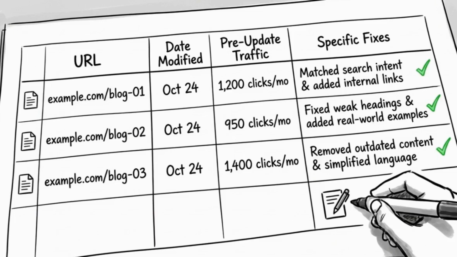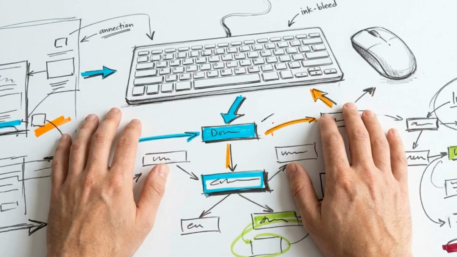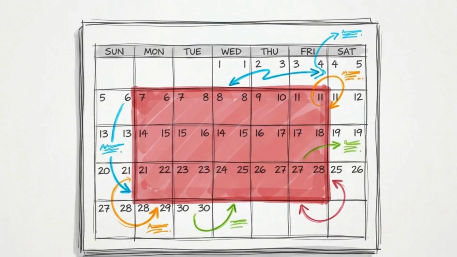Now look at this spreadsheet grid. Create a tracker with 4 specific columns: URL, date modified, pre-update traffic, and specific fixes. Log today's date and document exactly what you changed on each of those 3 pages. Your job now is to do nothing to those pages. You must wait 3 to 4 full weeks before checking Google Search Console again.